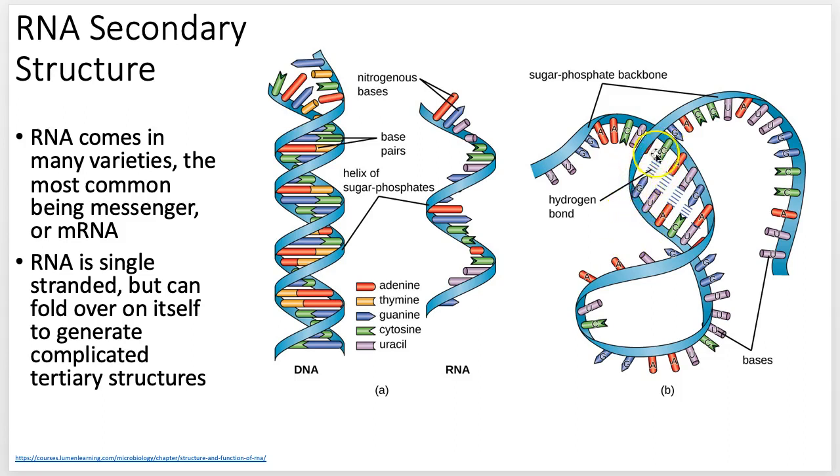There's 3 hydrogen bonds, not a triple bond. There's 3 hydrogen bonds between guanine and cytosine still. There's 2 between adenine and uracil, right? Because it used to be thymine, but we transcribed it, and so now it's uracil. Because we need to be able to tell the difference between RNA and DNA.